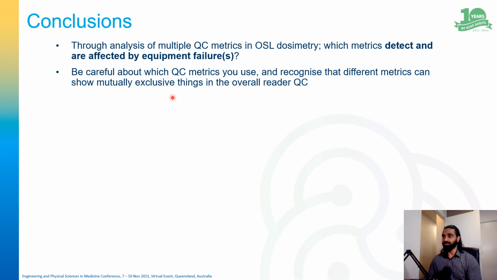Okay, so in conclusion, we have analyzed multiple different QC metrics on OSL dosimetry for a number of years on several thousand data points, and we have brought data to support our answer to the question, which metrics detect and are affected by equipment failures? So the take-home message of this is that we all need to be careful about which quality control metrics we use, and we need to recognize that different metrics can show mutually exclusive things in the overall reader quality control.